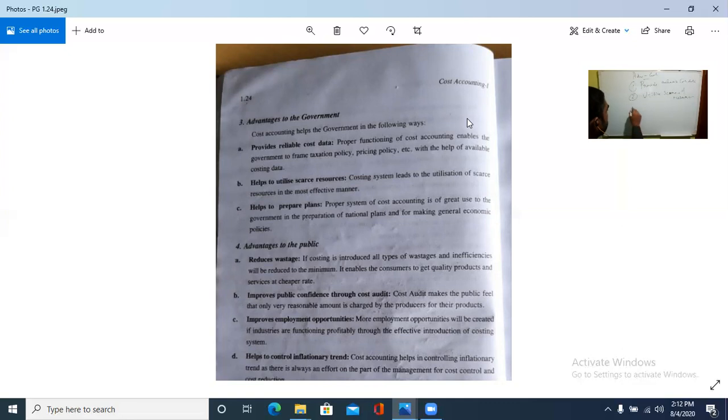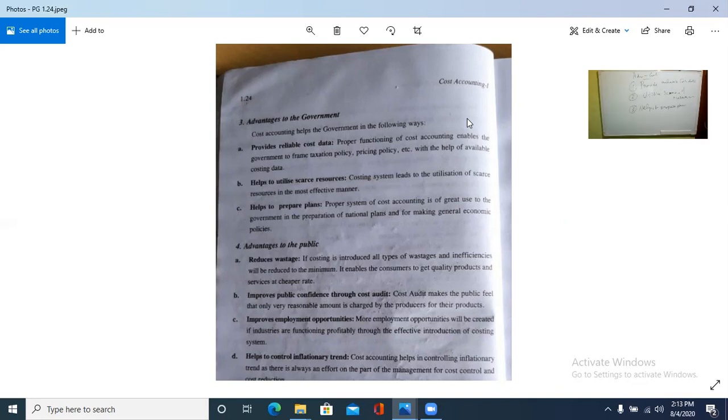Then helps to prepare plans. Proper system of accounting is of great use to the government in the preparation of national plans and for making general economic policies. So that is the case. Helps to prepare what? Proper plans, planning. അതായത് എന്താ, നമ്മുടെ ഇന്ന രീതിയിൽ പ്ലാൻ ചെയ്താൽ അത് നടപ്പാകും എന്നുള്ള ഒരു ഐഡിയ ഉണ്ടെങ്കിൽ പ്രോപ്പർ പ്ലാനിങ് ഷുഡ് ബി ദെയർ. ആ പ്ലാനിങ് കൊണ്ടാണ് the advantages to the government ആകുന്നത്.